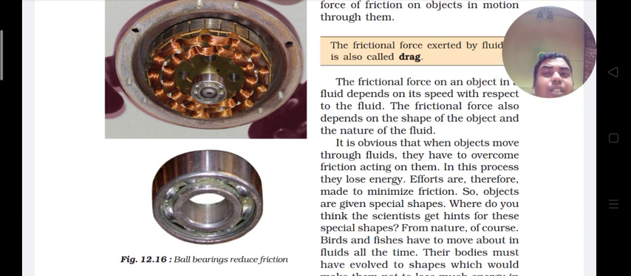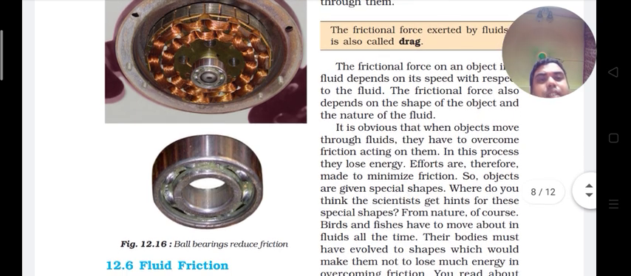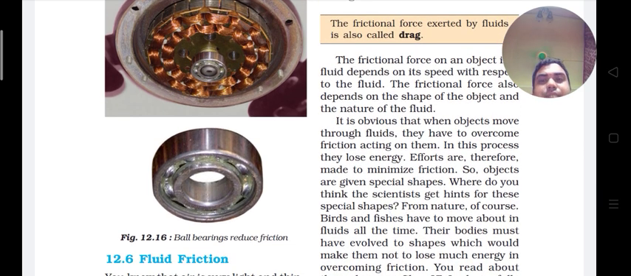The axle is fixed on the inner side of a ball bearing and the wheel is fixed to the outer side of the ball bearing. That means the ball bearing reduces friction by making the two surfaces, the axle and the wheel, roll over each other. This happens due to the rolling action of the small metal balls present inside the ball bearing. You can see in figure 12.16.